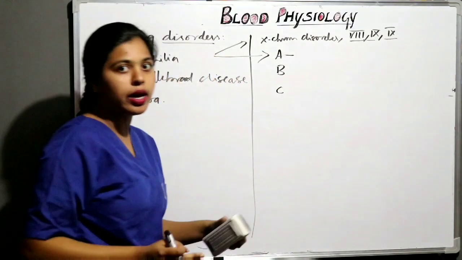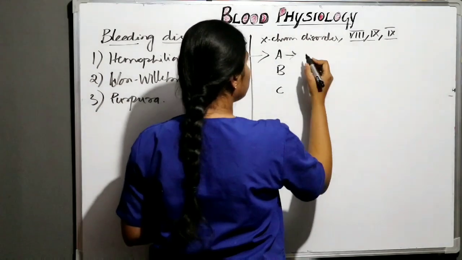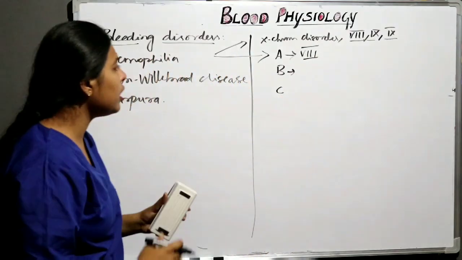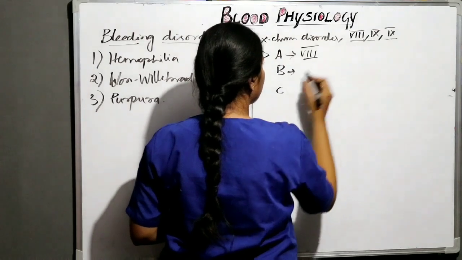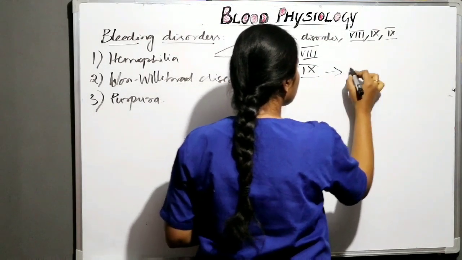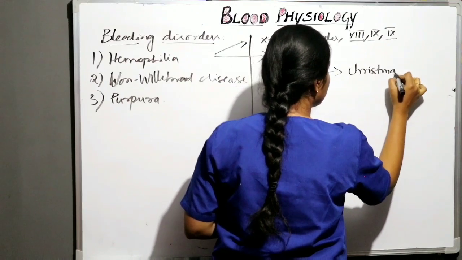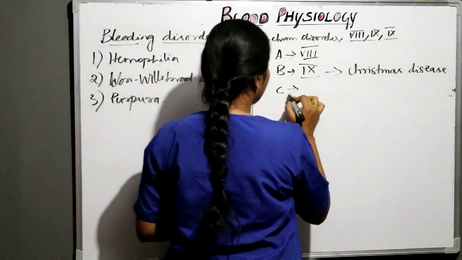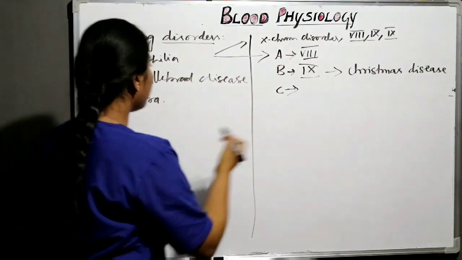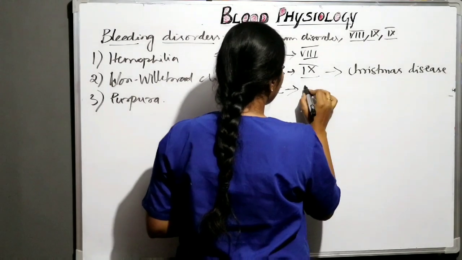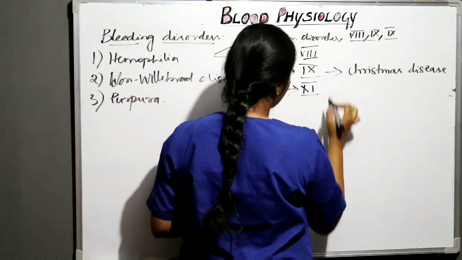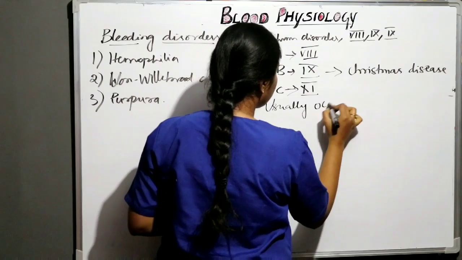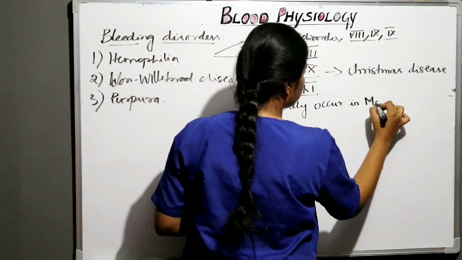Hemophilia A is the major type of hemophilia, and it occurs due to the absence of factor 8. And hemophilia B, it occurs due to the absence of factor 9. Hence it is also called as Christmas disease. Then third one is the least common type of hemophilia. It occurs due to the absence of factor 11. Then it usually occurs in males.